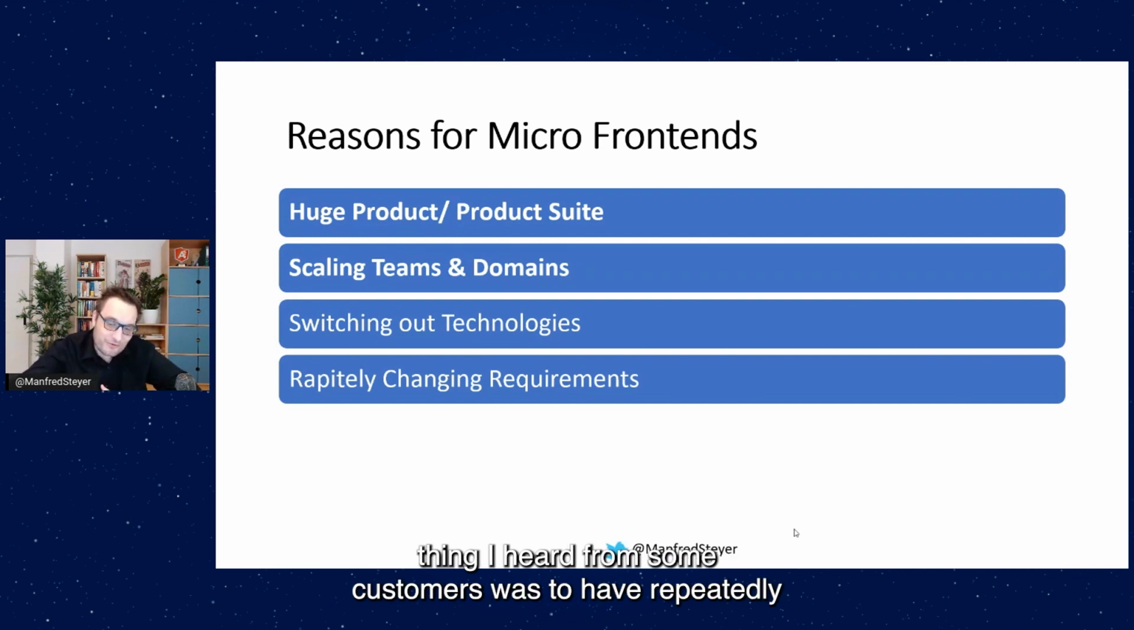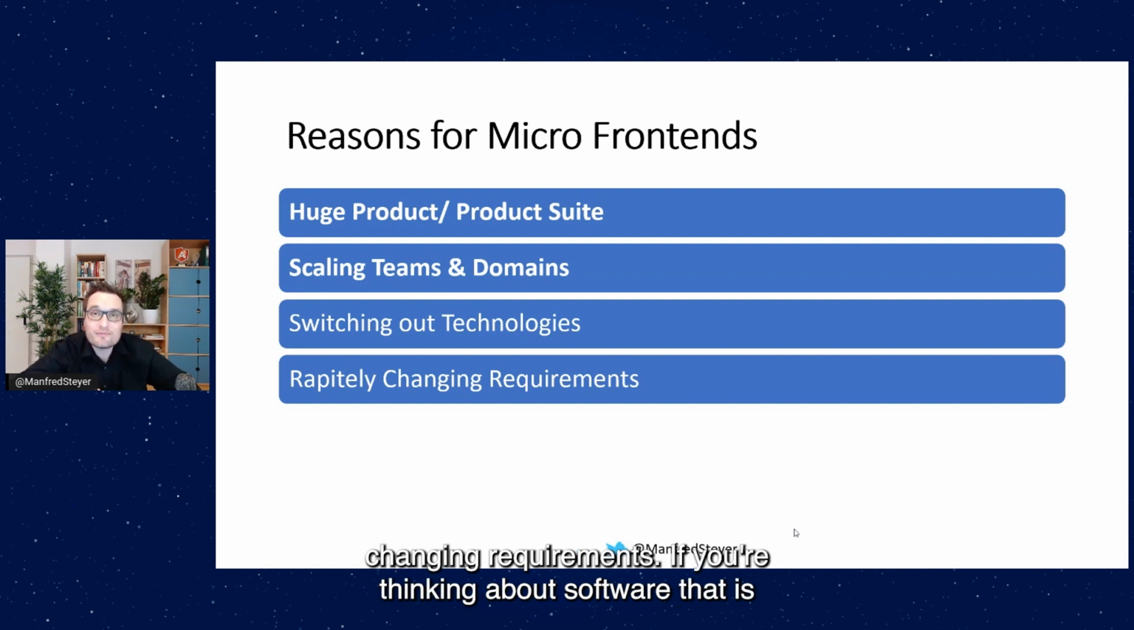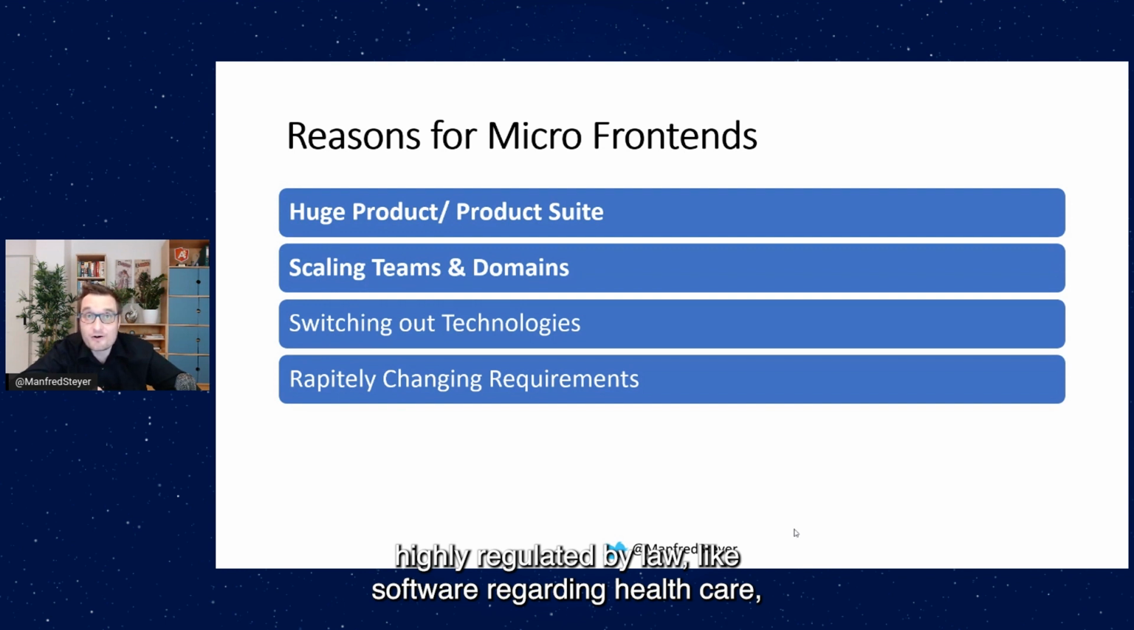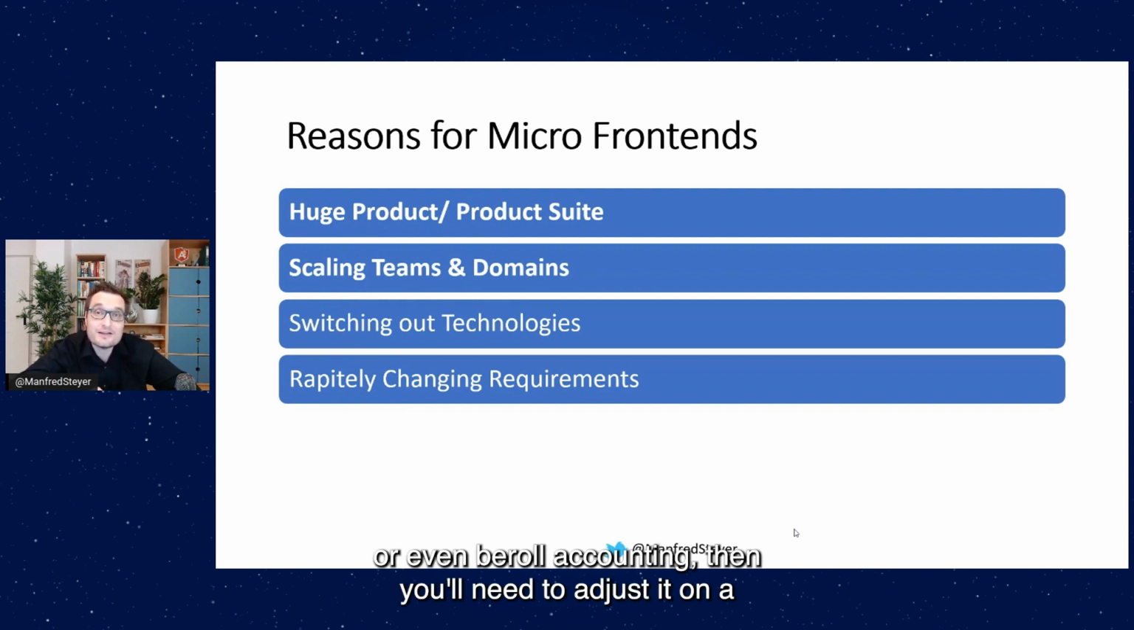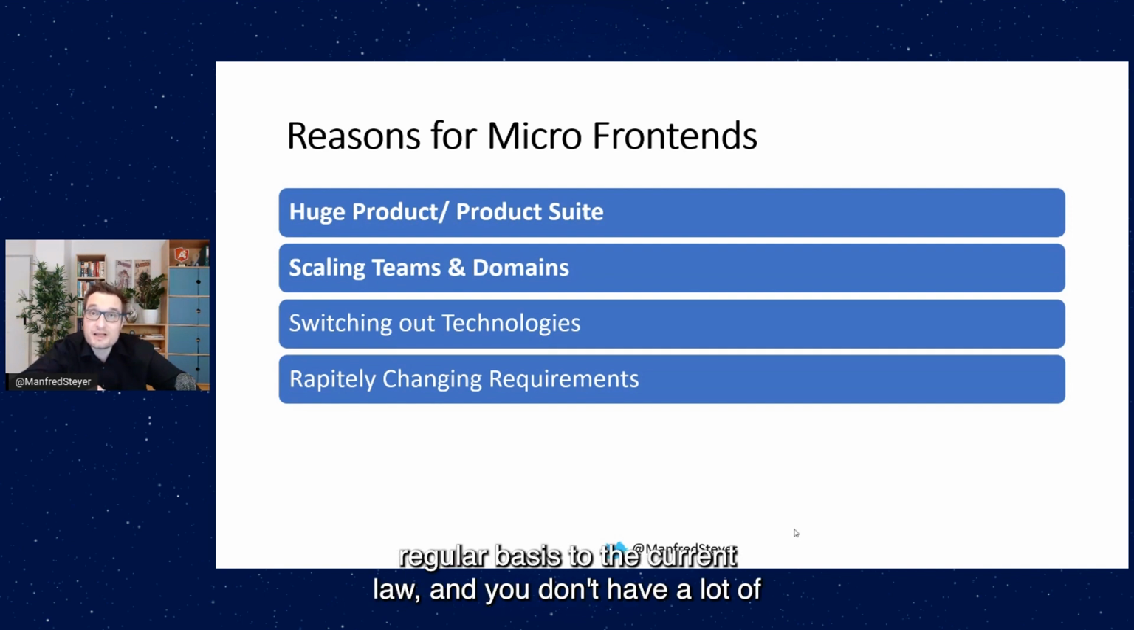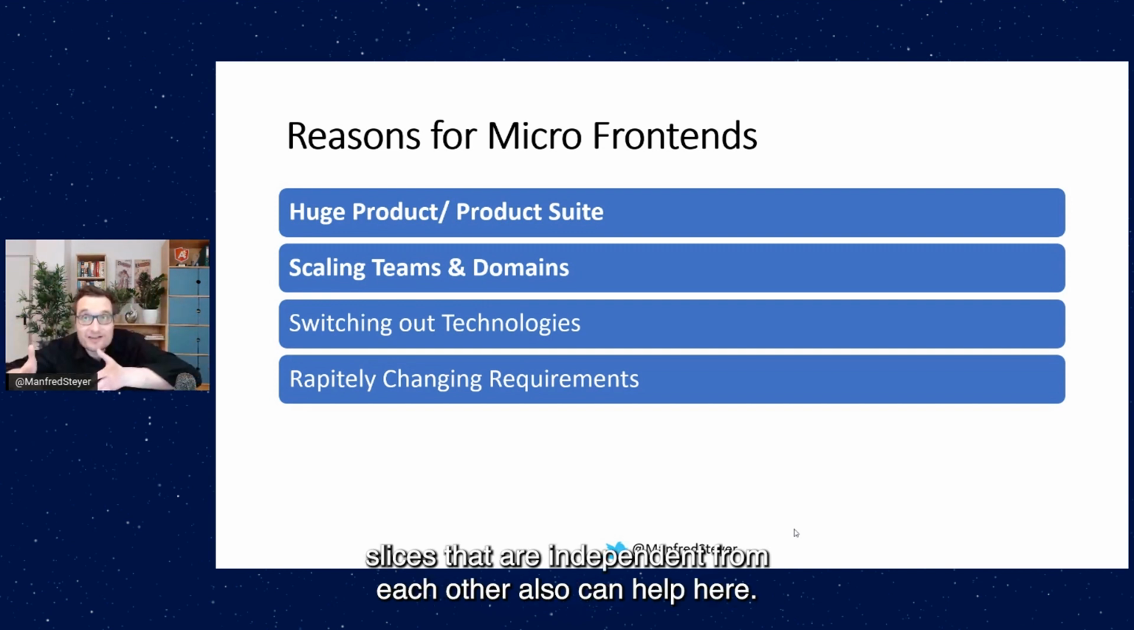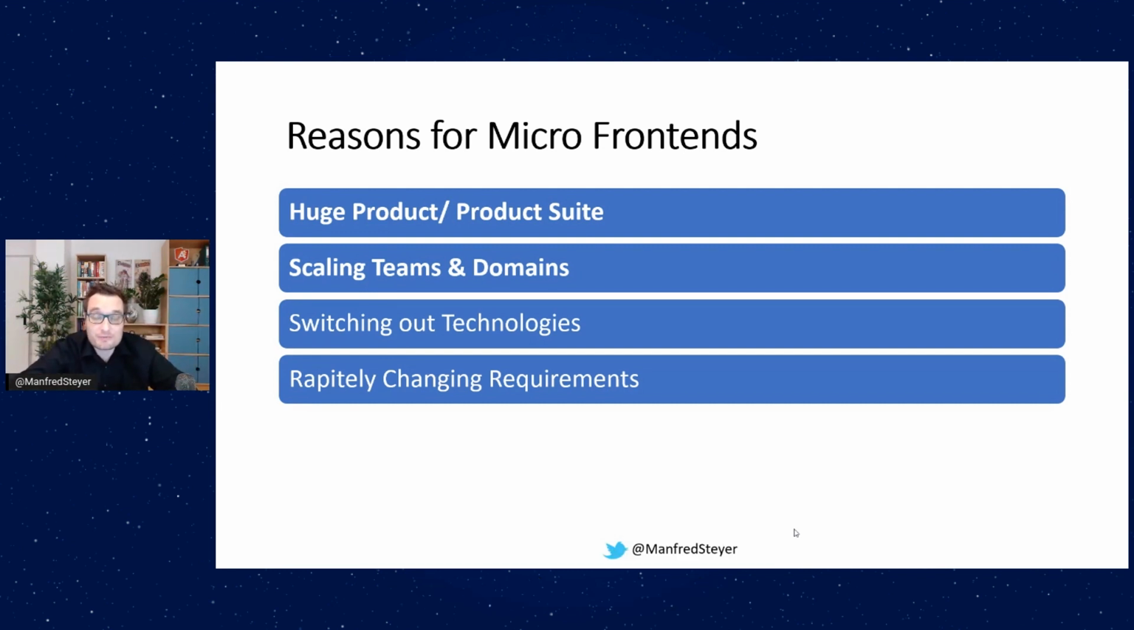Another thing I heard from some customers was that they have repeatedly changing requirements. If you think about software that is highly regulated by law, like software regarding healthcare or even payroll accounting, then you need to adjust it on a regular basis to the current law. And you don't have a lot of time for it. You have to adopt it until the law is in place, perhaps until the end of the year. And having a lot of tiny slices that are independent from each other can also help here, they told me.